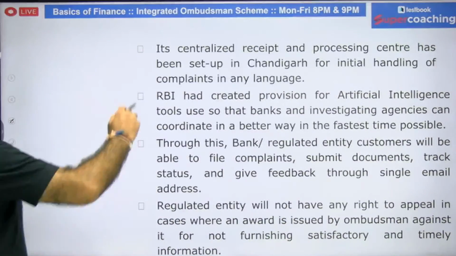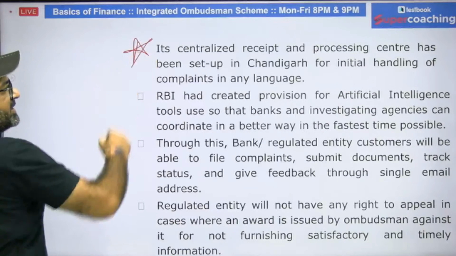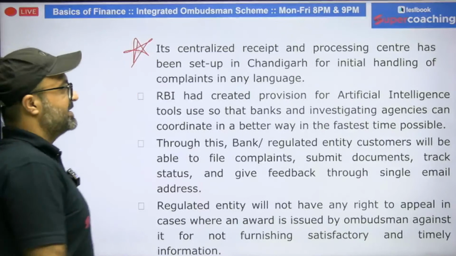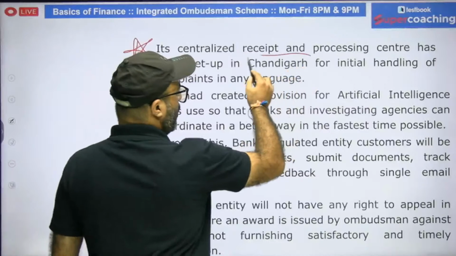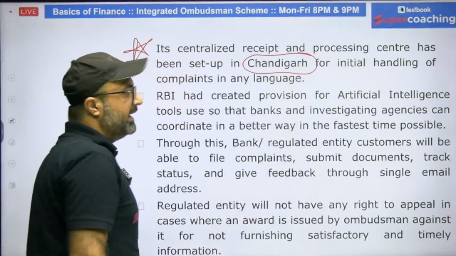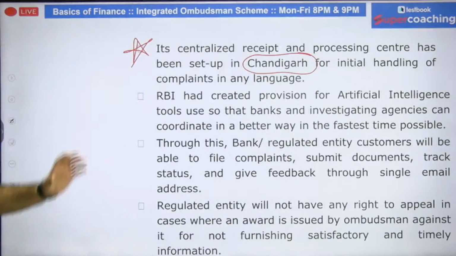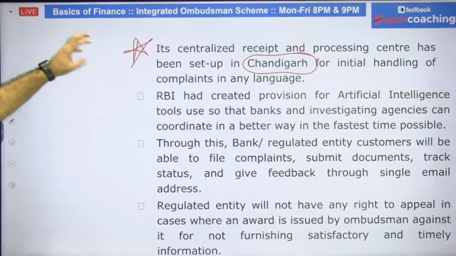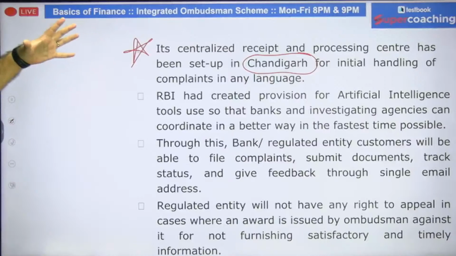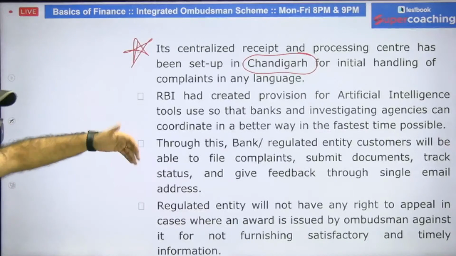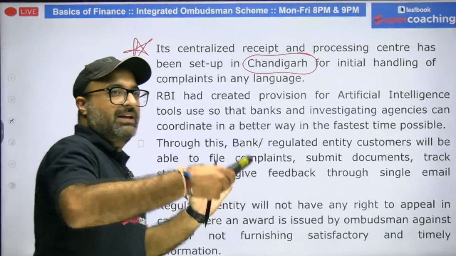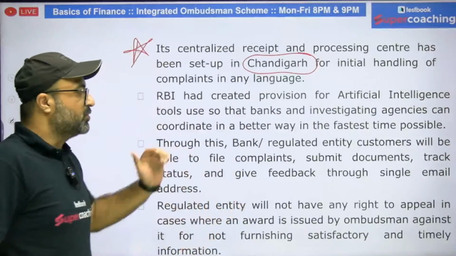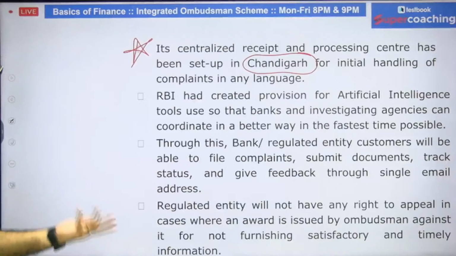Most importantly, its centralized receipt and processing center has been set up in Chandigarh. So all the complaints to the Integrated Ombudsman will be reaching a centralized receipt and processing center which is at Chandigarh. From Chandigarh, it will be distributed to the relevant Ombudsman office. If the nearest one is available, then fine. Otherwise, the other nearest Ombudsman will be assigned who is going to look into your complaint and take the relevant decisions.